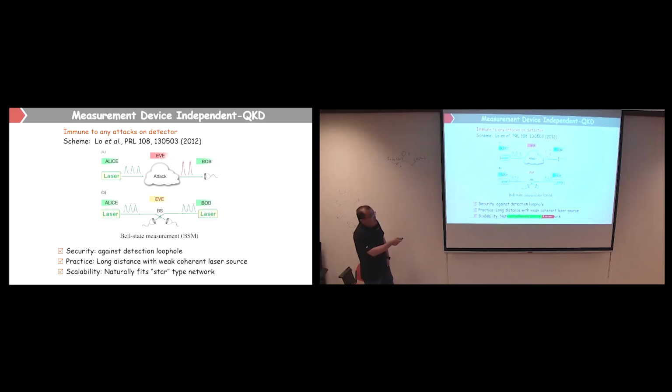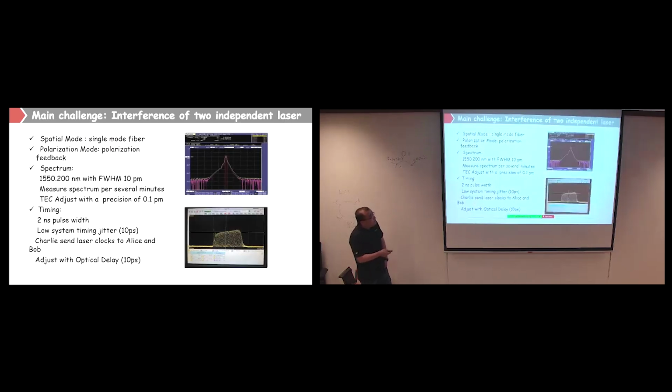But Alice and Bob, because they know that their states were projected into a Bell state, know exactly the other's quantum state, so they can establish the quantum key. But the eavesdropper can't get anything. In that sense, this protocol is immune to any attack on the detector. So this is the secure solution known as measurement-device-independent QKD.